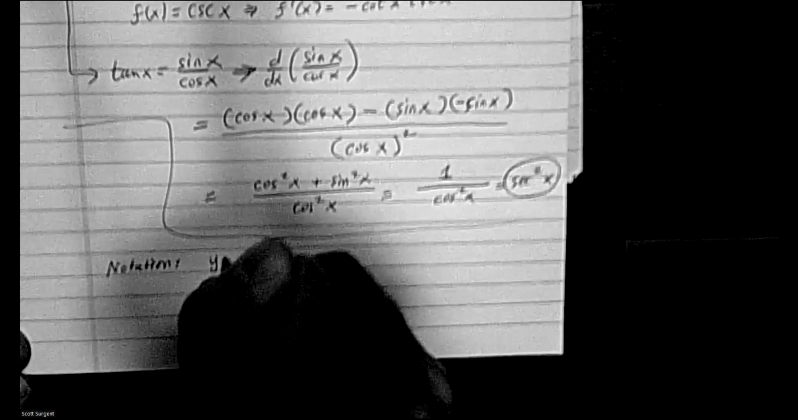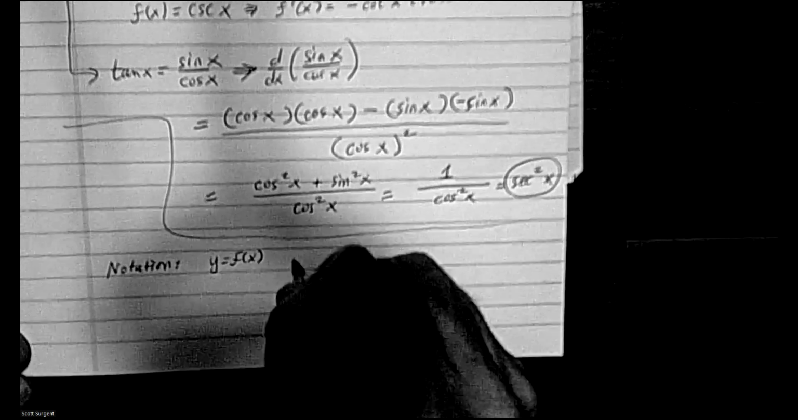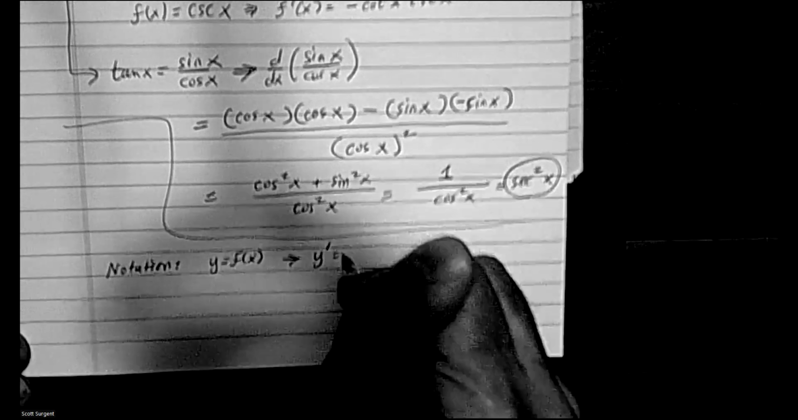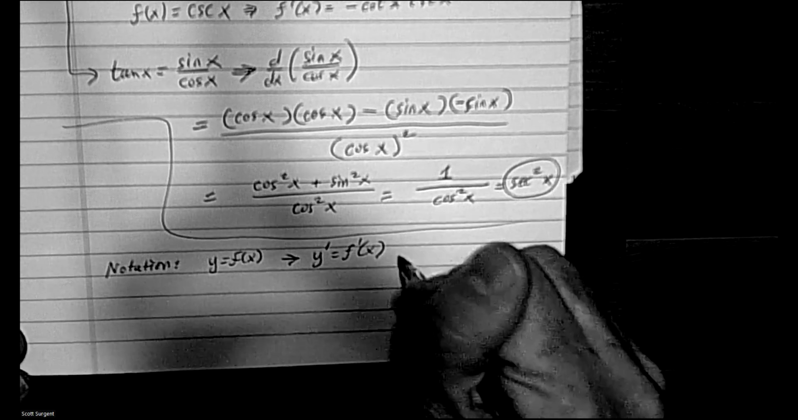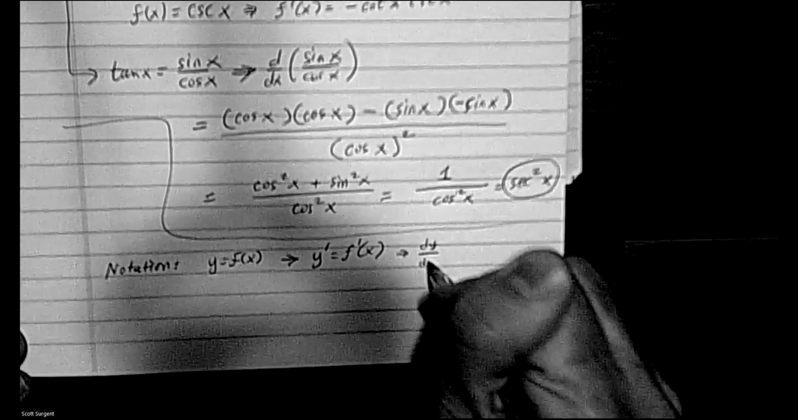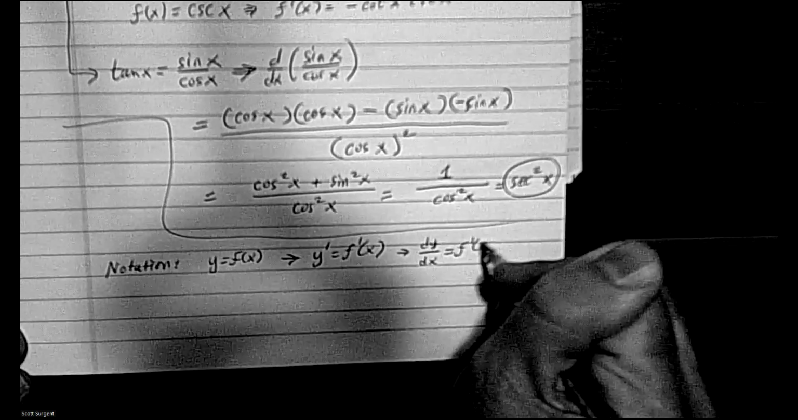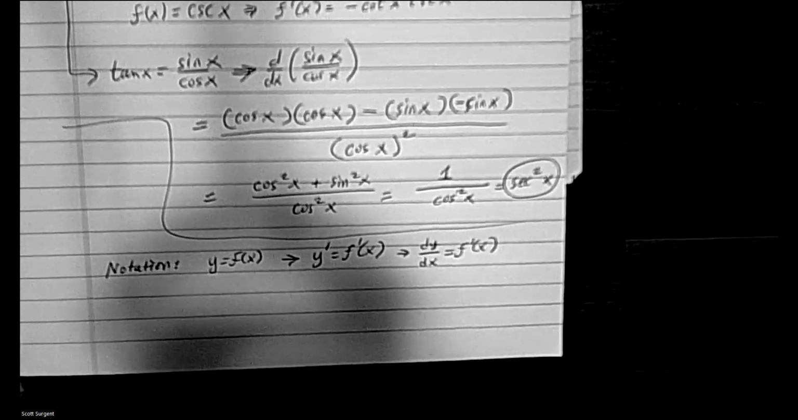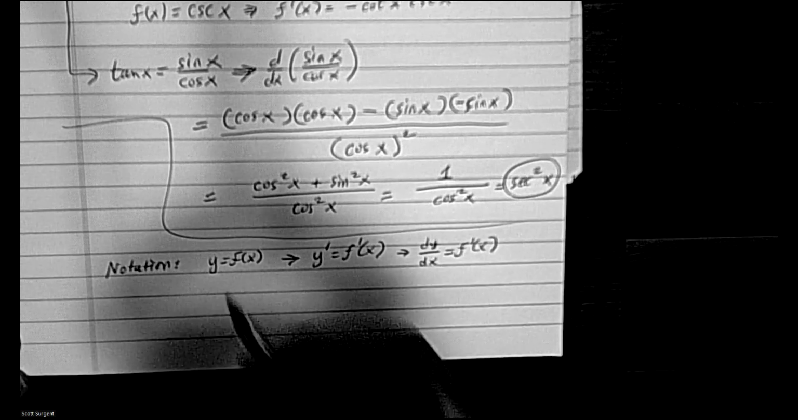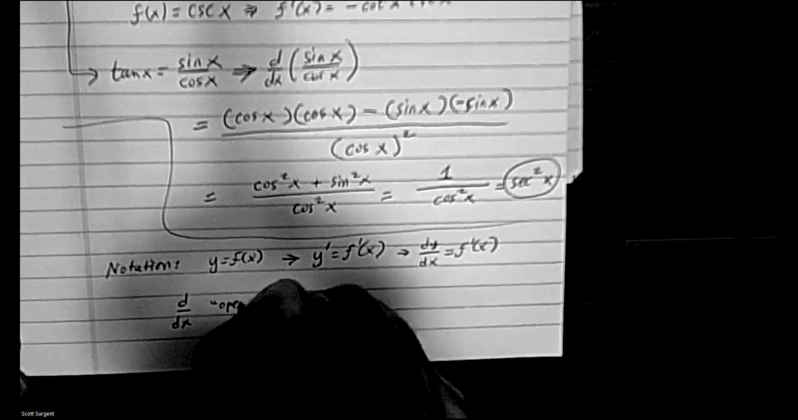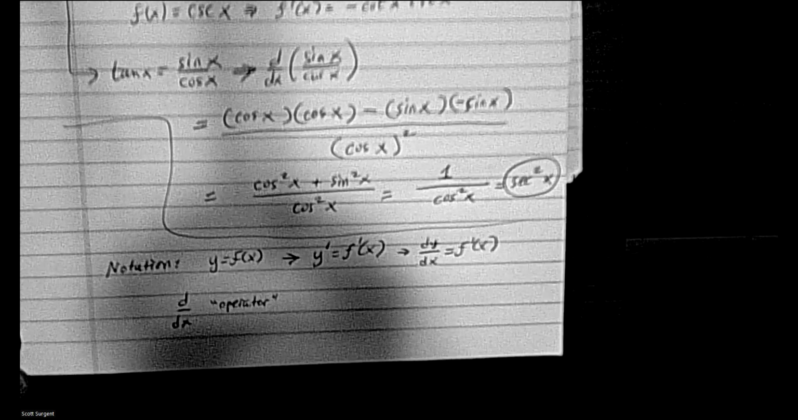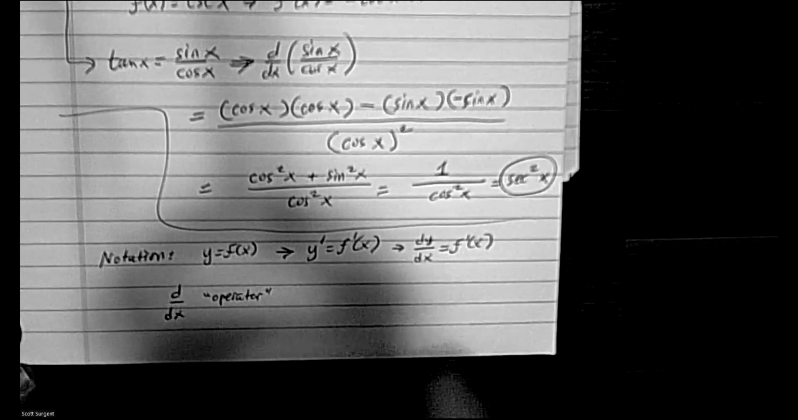If you have a function y equals f of x, we can write the derivative as y prime equals f prime of x. That's the casual way of doing it. Or we can write it as dy/dx equals f prime of x. dy/dx is a little more formal. The d/dx notation is an operator. d over dx means take the derivative of what follows.